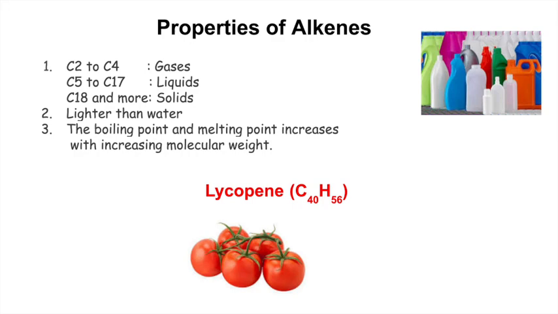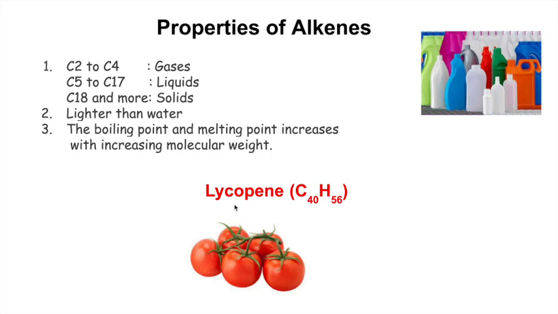Properties of alkenes: C2 to C4 will be gases, C5 to C17 liquids, and C18 and more will be solids. They are lighter than water. Again, the boiling point and melting point increase with increasing molecular weight, because the surface area increases with the molecular weight. So the strength of intermolecular forces also increases, so the boiling point and melting point increase.